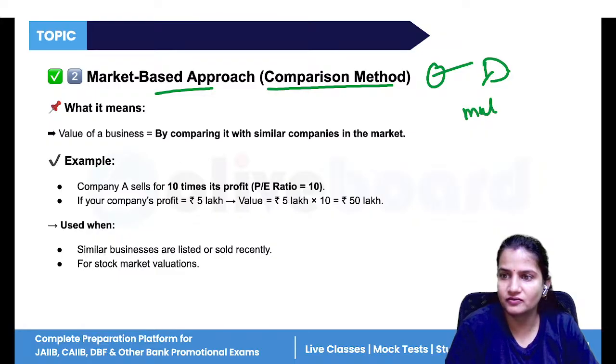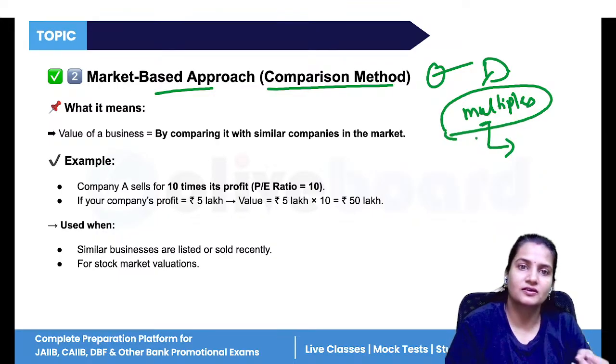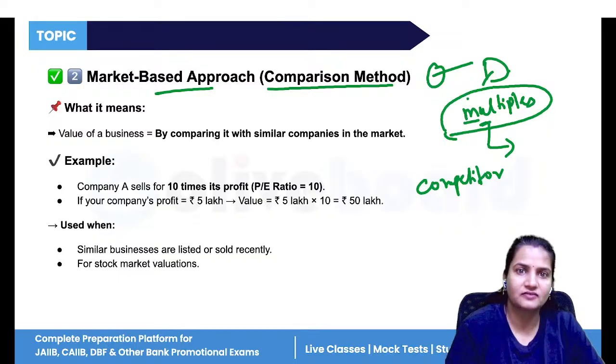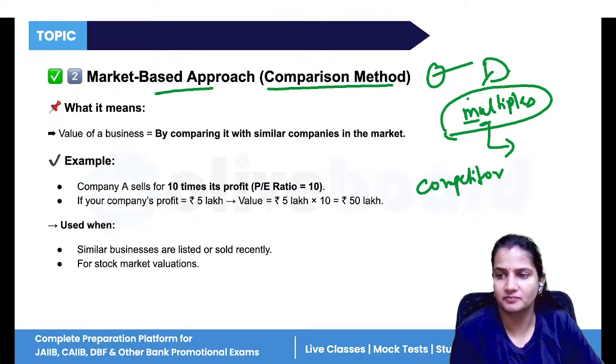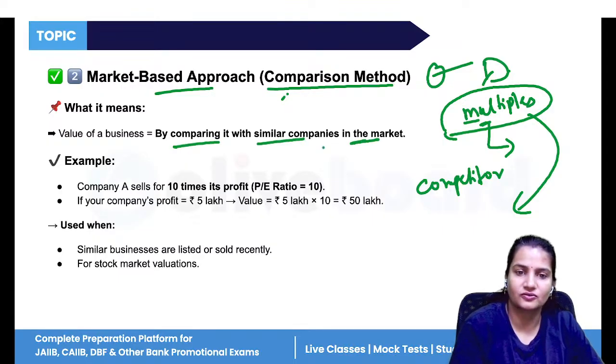So how will you compare? You will compare with multiples. For different companies, first you will calculate the multiples and then you will apply that multiple to the company which you want to purchase. So how will you calculate the multiple? You will calculate the multiple of the competitor company with its earnings, with its EBITDA, with its profit, with its income. And that multiple is used to do the valuation of the company which you want to purchase. That is called the comparison method, comparing with similar companies in the market. You can use this with the help of different multiples.